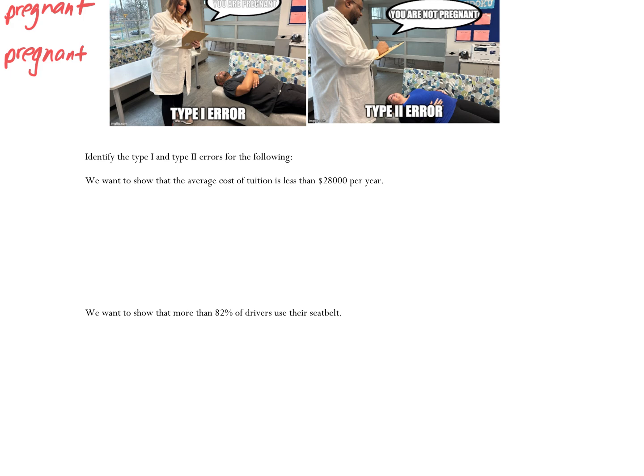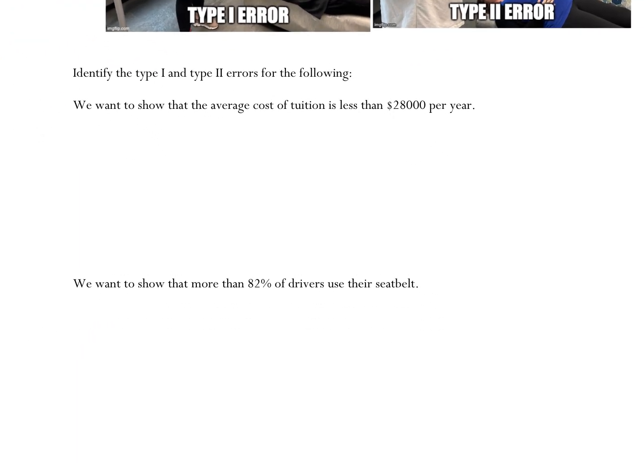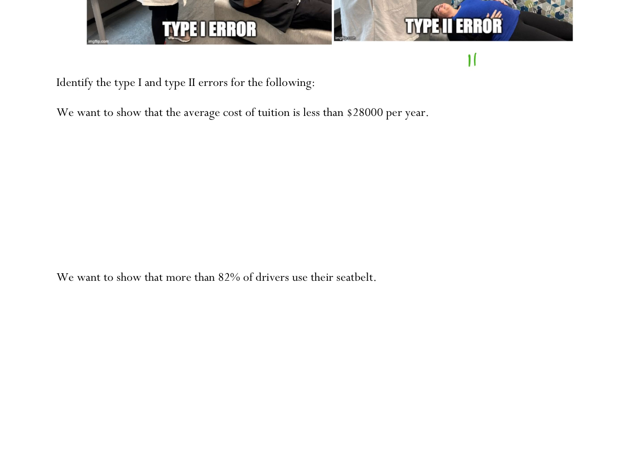All right, so let's go through how I might ask you about type 1 and type 2 error, okay? We want to show the average cost of tuition is less than $28,000 a year. You guys, what would my hypotheses be? What is the H0? Mu, because it's the mean. Mu is greater than or equal to 28,000. You got the hard part. And the alternative would be? Mu is less than 28,000.